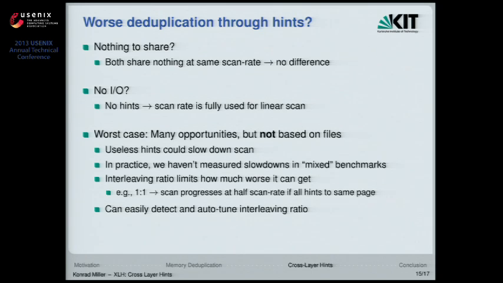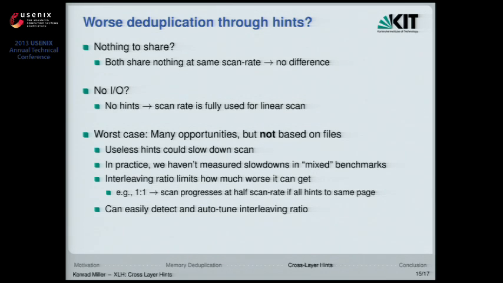If there's no I/O, then we don't generate any hints, and the entire quantum for following hints goes to the linear scan, so there's no change here either. So the real worst case for our system is that there are a lot of sharing opportunities, but most of those sharing opportunities actually do not come from files, which is, as you can imagine, already a rare case.